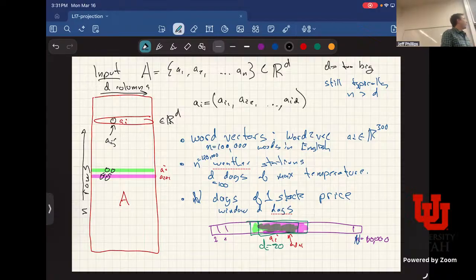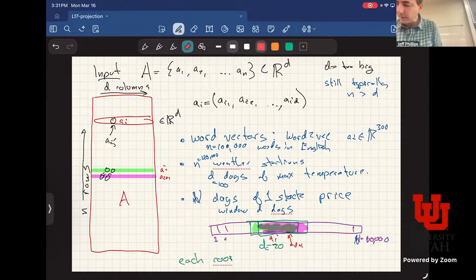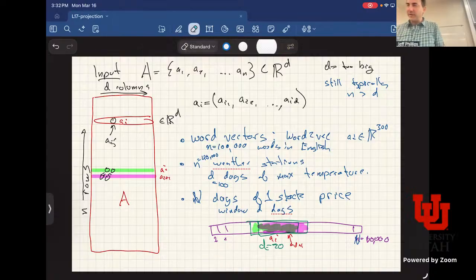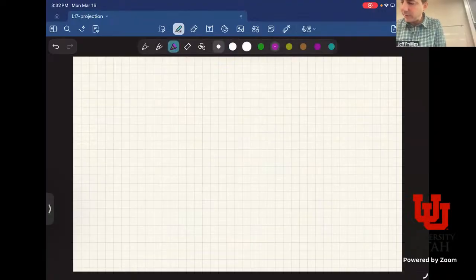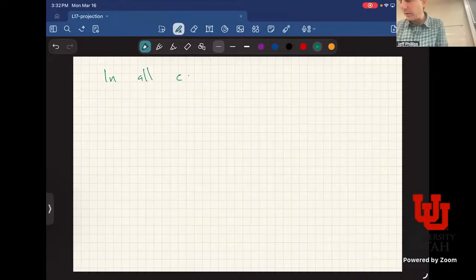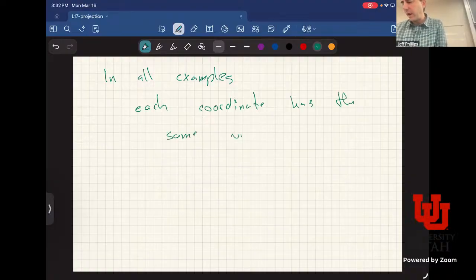Okay, and what I think is the most important thing from these examples is that in all of these examples, each coordinate has the same units and meaning.